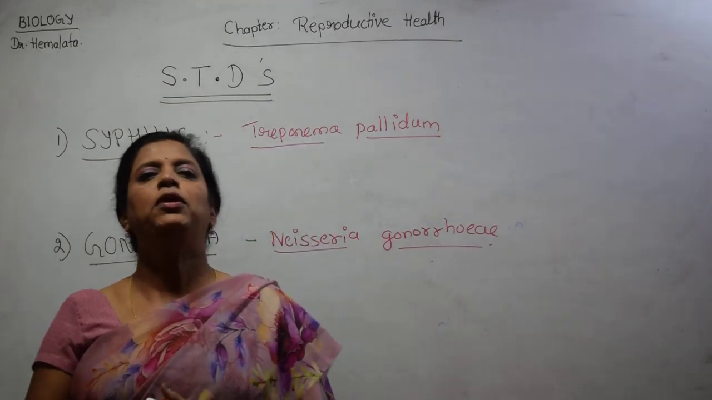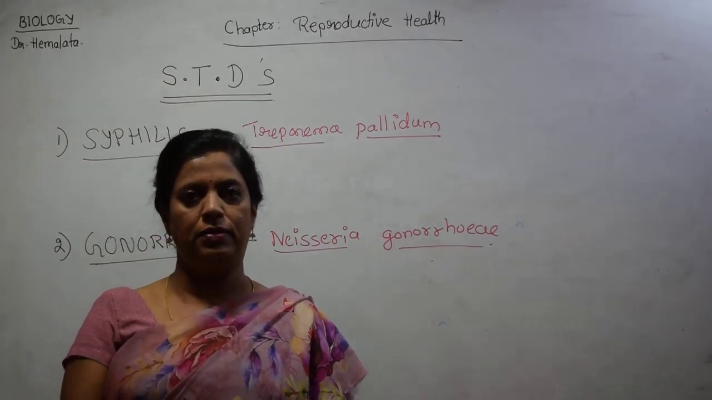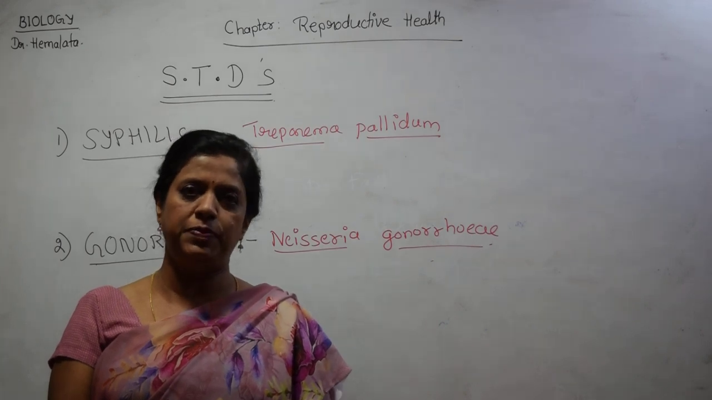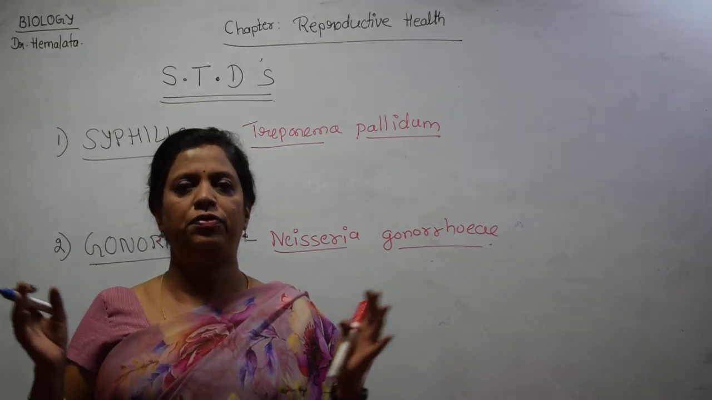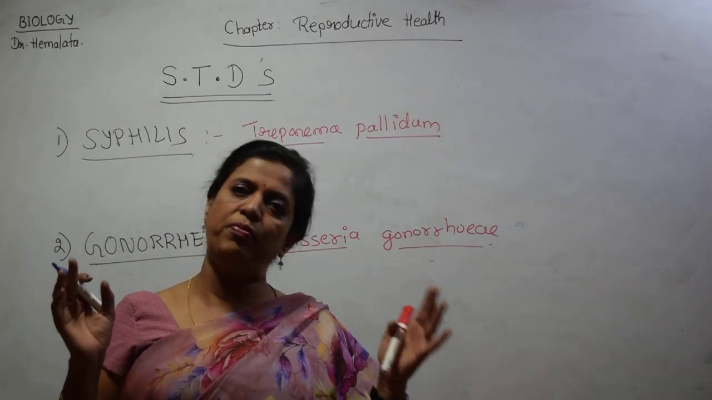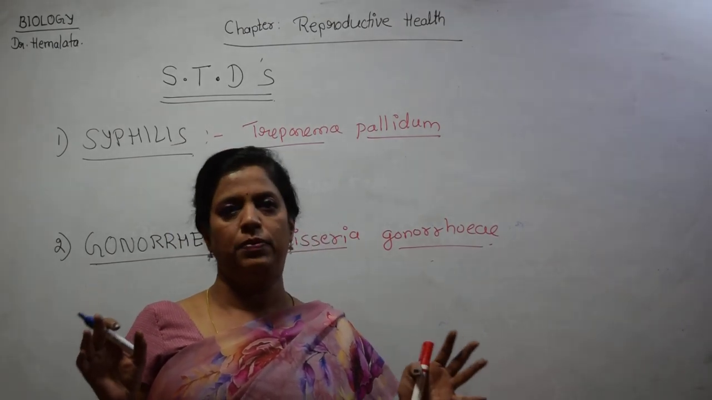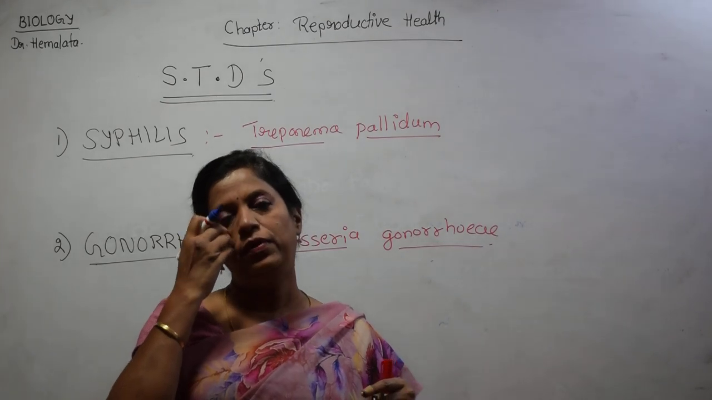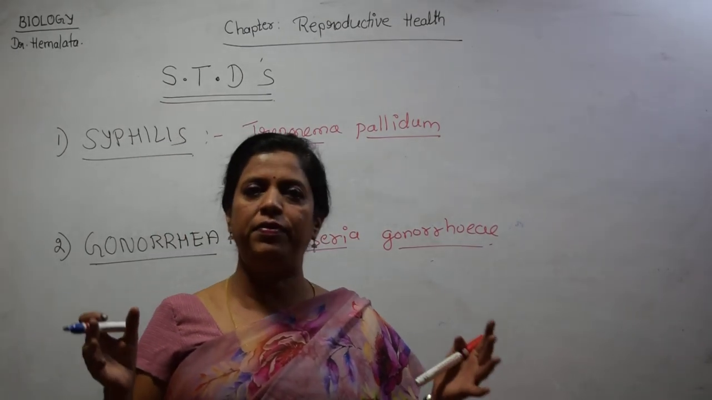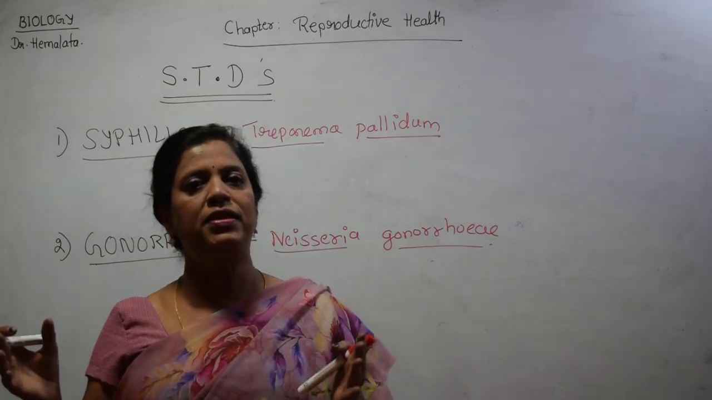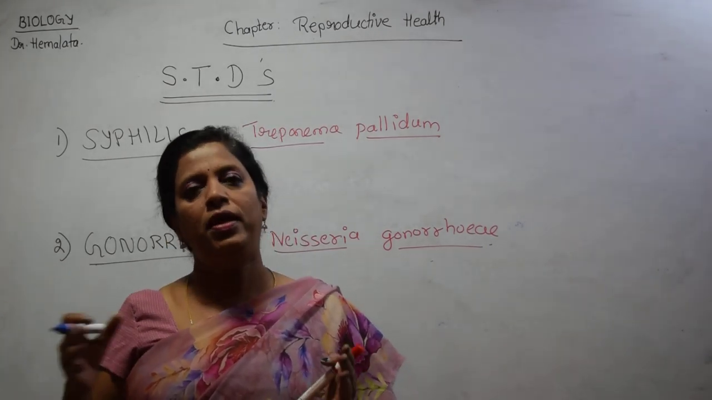Now the last part of reproductive health, that is the sexually transmitting diseases. Actually the whole aim of studying reproductive health is how to maintain the health of the reproductive system, right? These kinds of classes have to be conducted for every child in the adolescent age, from 10 years plus.